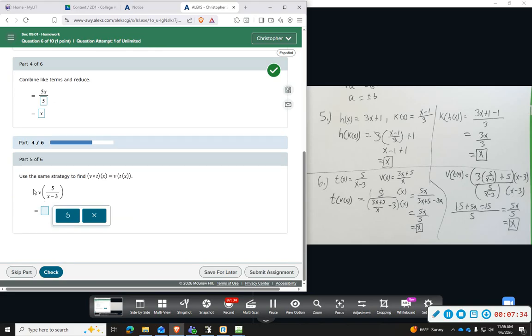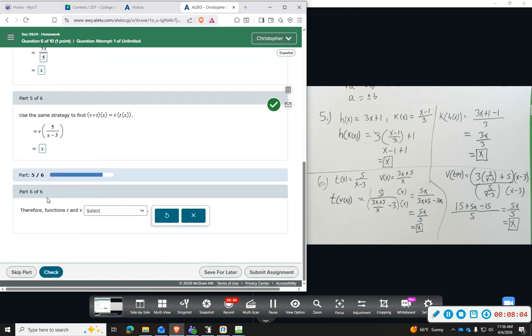And then v of t of x, we're going to plug in the 5 divided by x minus 3. Oh, it just says use the same strategy to find v of t. It just equals x. And we just go through the whole process, we got x. And then therefore t and v are inverses.